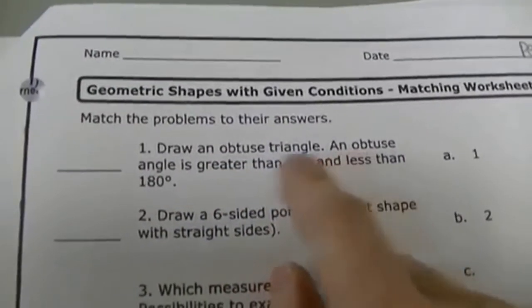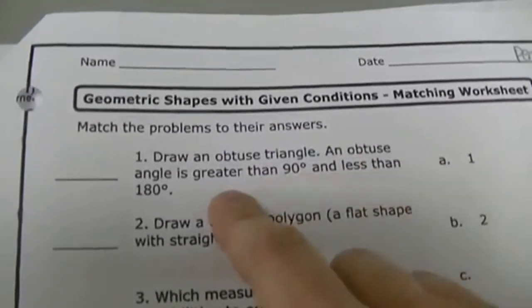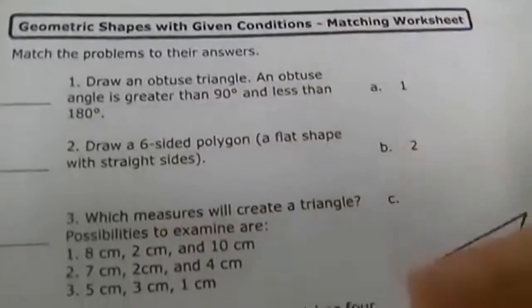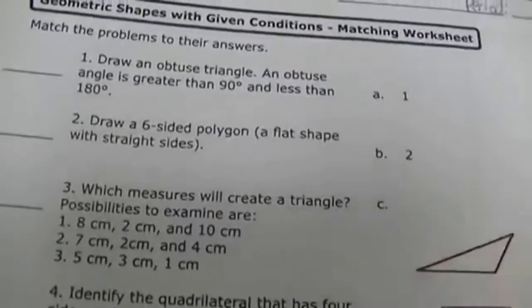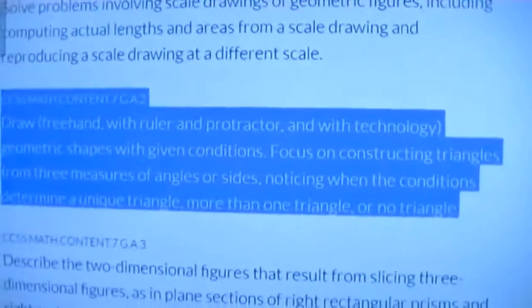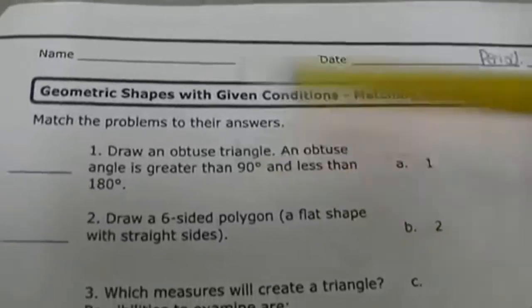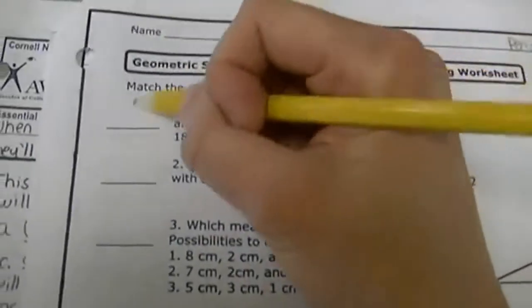Draw an obtuse triangle. An obtuse angle is greater than 90 degrees and less than 180 degrees. So basically draw an obtuse triangle. And I selected this worksheet because it was matching, so you didn't have to worry about actually drawing. In the notes, you already got your part where you had to draw to fit that criteria with the math standard, so I thought this was acceptable for practice. So obtuse triangle, it's right here, so that's going to be C.